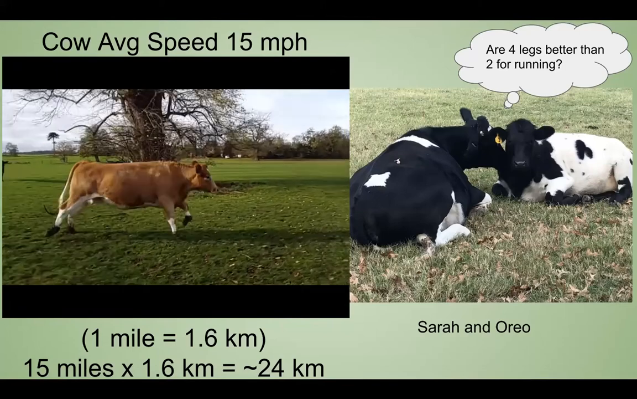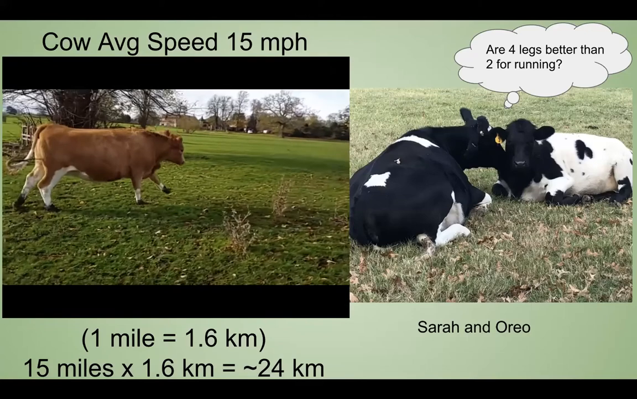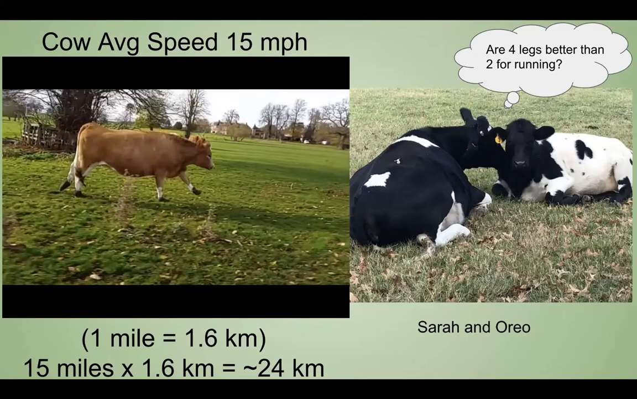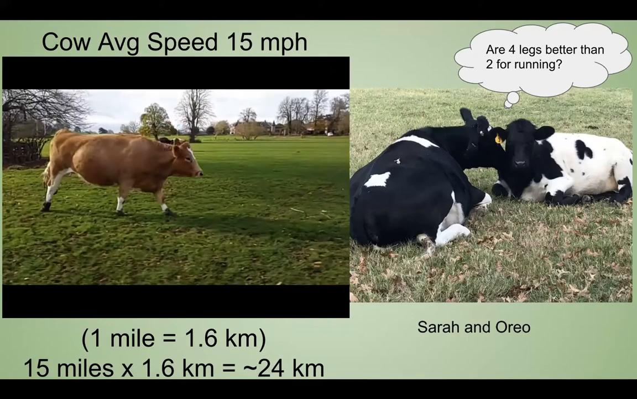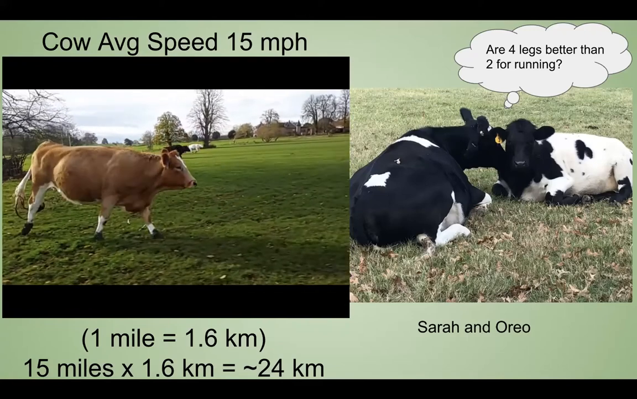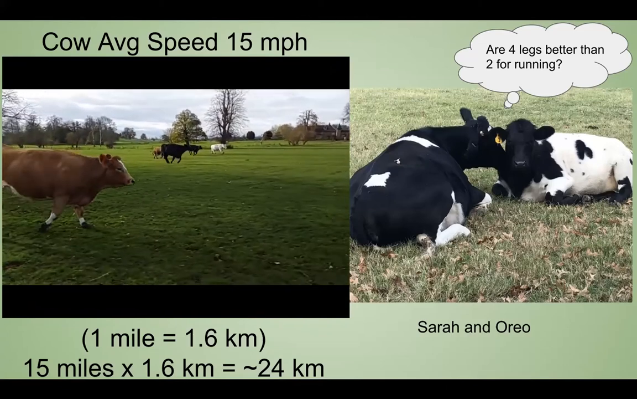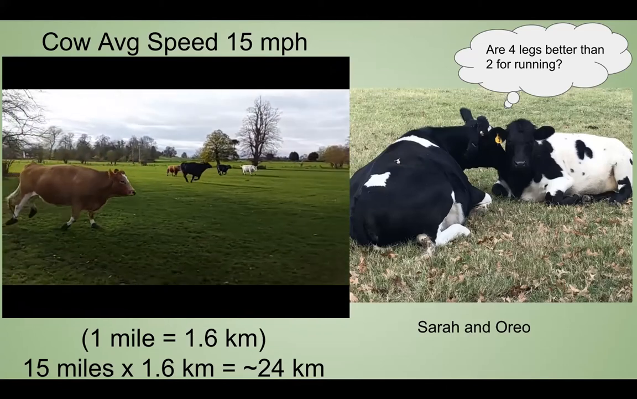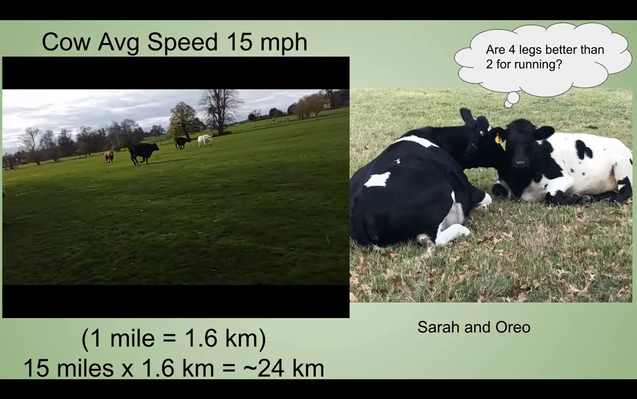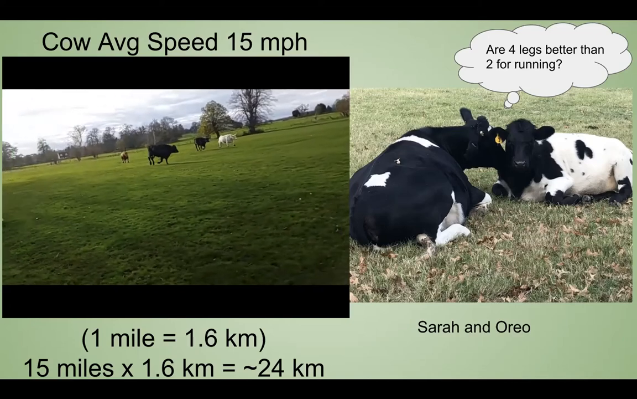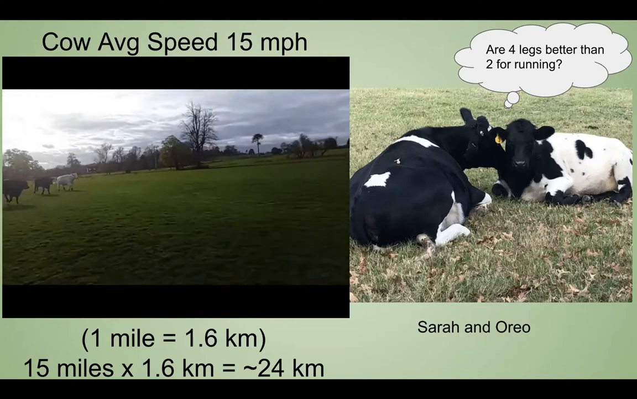And just for your reference, 1 mile is about 1.6 kilometers. So in order to convert miles per hour to kilometers, you simply take the number of miles you have and multiply it by 1.6. So if the cow runs 15 miles per hour, you would take 15 miles, multiply that times 1.6, and that tells us that 15 miles per hour is about 24 kilometers per hour. There's a decimal point in there, but I just rounded.